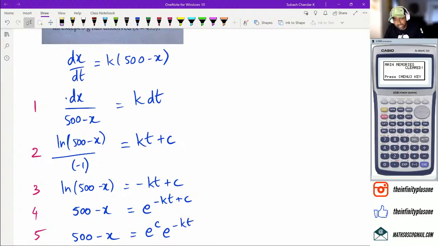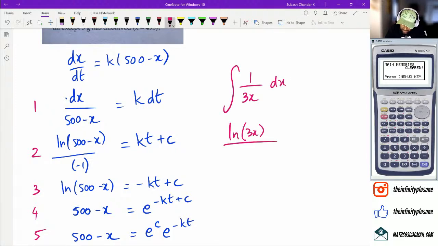We're dividing it by -1 because whenever you do integration, you've got to divide by whatever's the differentiation of whatever's inside the bracket. So for example, if I have 1 over 3x, when I integrate this, I'm going to get ln of 3x, and then that's going to get divided by the differentiation of whatever's inside this bracket, which happens to be 3. That's where that -1 came from, because when I differentiated 500 minus x, I get -1.